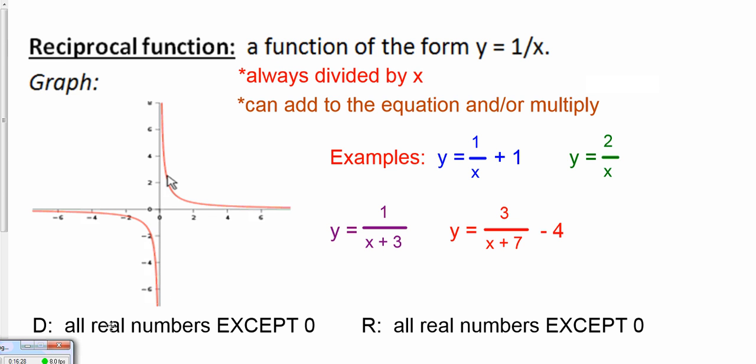We'd say the domain is all real numbers except 0, because we can't touch 0 on this line, but we can have any other x value. The range is all real numbers except 0, because we can go up and down anywhere we want except this line right here, except where y is 0. So that'd be the domain and range of a reciprocal function.